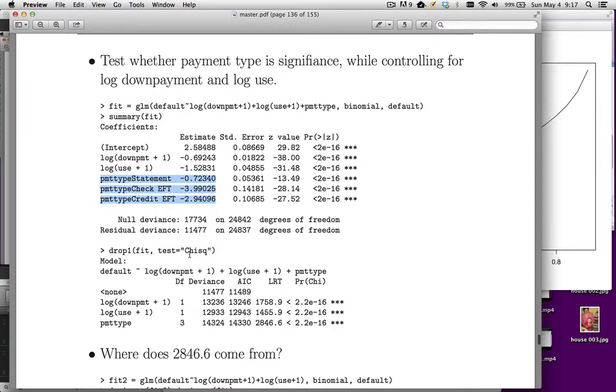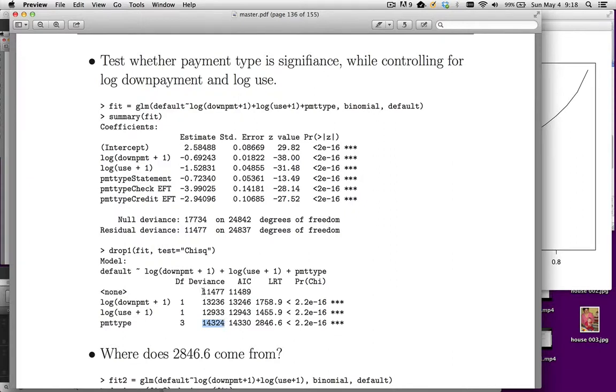How do we do the likelihood ratio test? Let's do it the easy way. We'll just do drop 1 on this fitted model, and the line down here gives us the answer. That 3 means payment type is associated with 3 dummies. If I constrain all of these dummies to be 0, that's my reduced model, and notice the deviance goes up to 14,324.